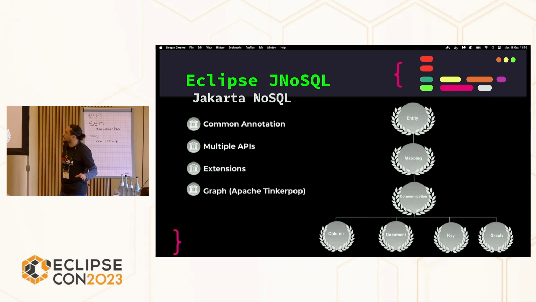So we got commons annotation that will support multiple APIs. You got extensions, and Jakarta NoSQL just covers three kinds of NoSQL families: document, key-value, and wide column. But graph is one that we are supporting by Apache TinkerPop by itself. So Eclipse JNoSQL supports also graph storage.